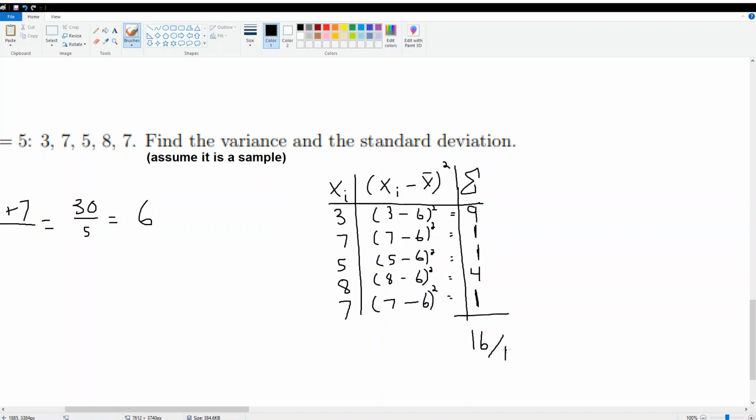Finally, we have to divide this by the sample size minus 1, since it's a sample. So it would be 16 divided by 5 minus 1. So this is our sample variance. And to get the standard deviation, that is the square root of the sample variance, so 2. If this was a population, we would divide by 5 instead of 5 minus 1. But since we're told it's a sample, that's all we have there.